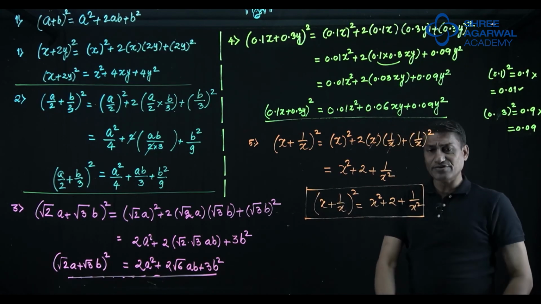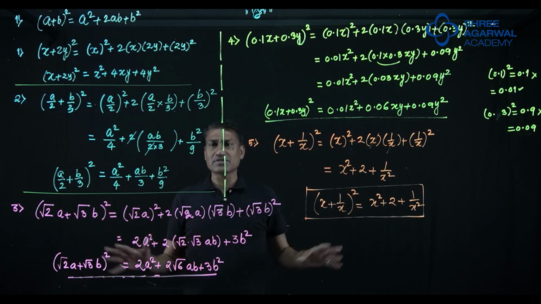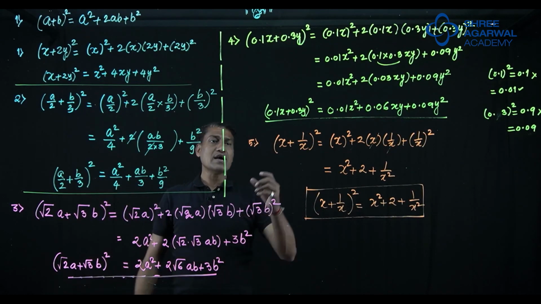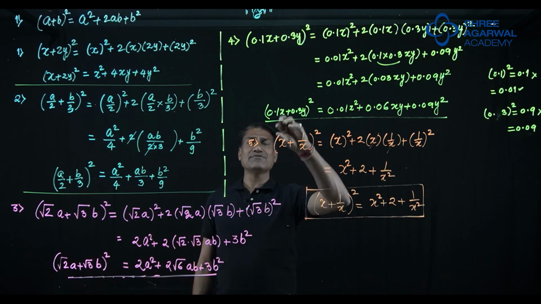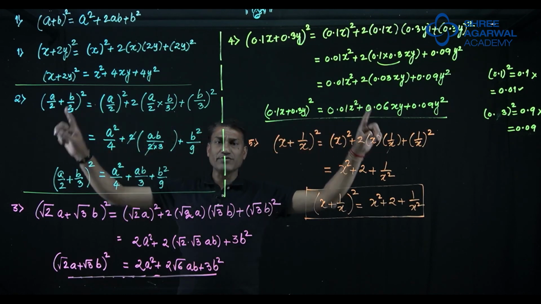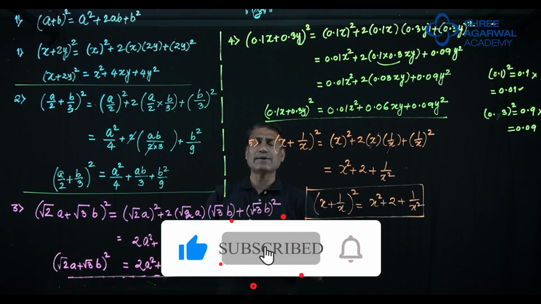So today we have seen in this video a variety of examples. I have taken fractions, irrational numbers, a fraction and a whole number, decimals, and simple numbers. So this will give you good practice of solving any type of expansion of (a + b)².